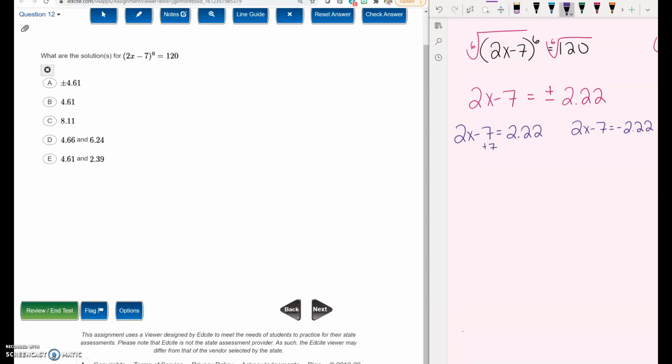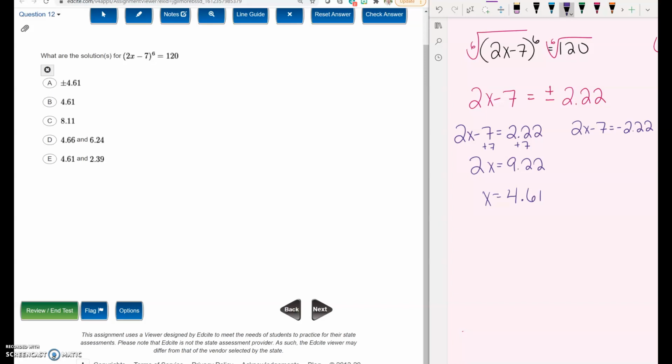We would add 7 on both sides. This one would be 2x equals 9.22. And then divide by 2 to get x equals 4.61. Now, what you're going to notice is that one of your answers is 4.61. There's going to be another answer. So that means that either A is your answer or E is your answer, because you're going to have another answer.